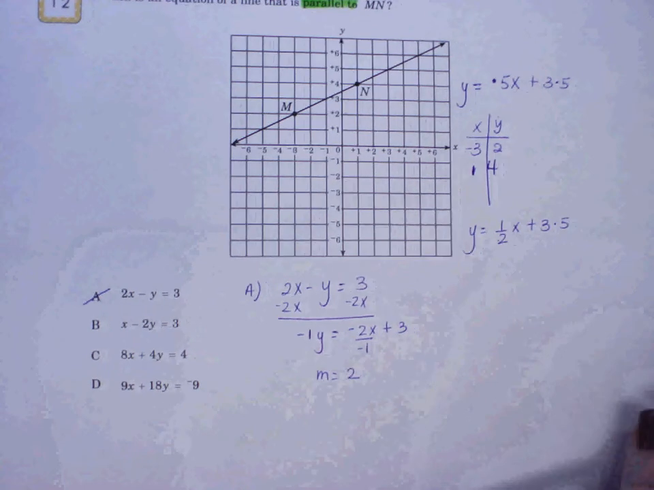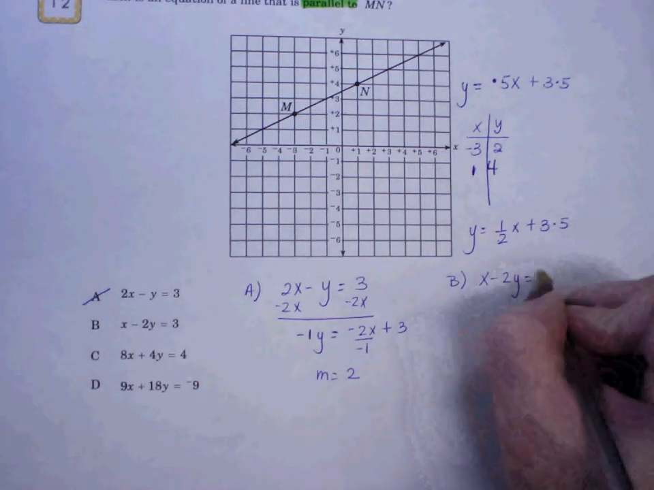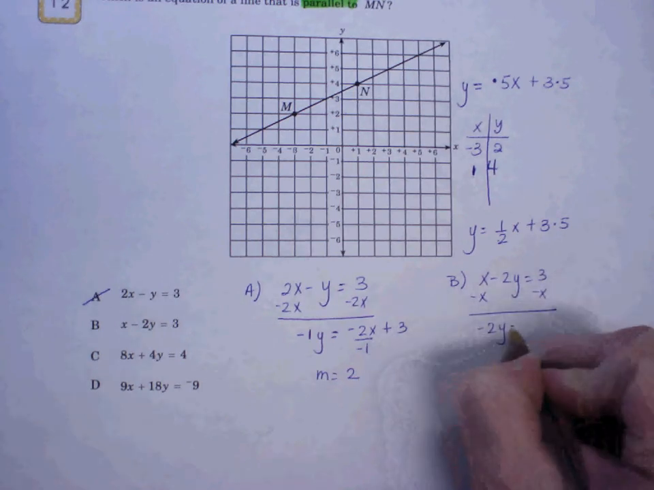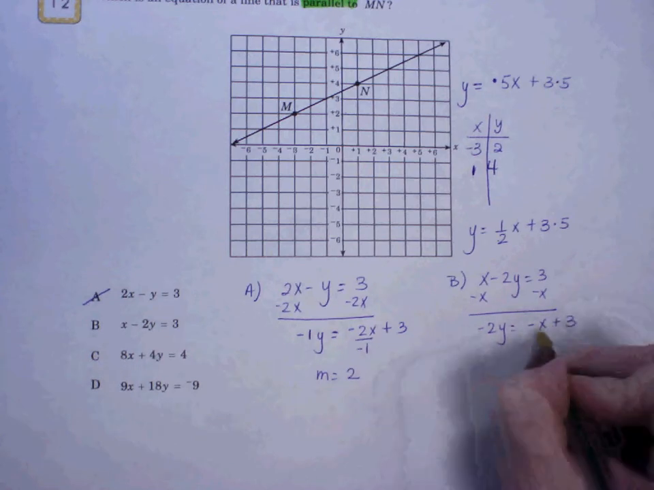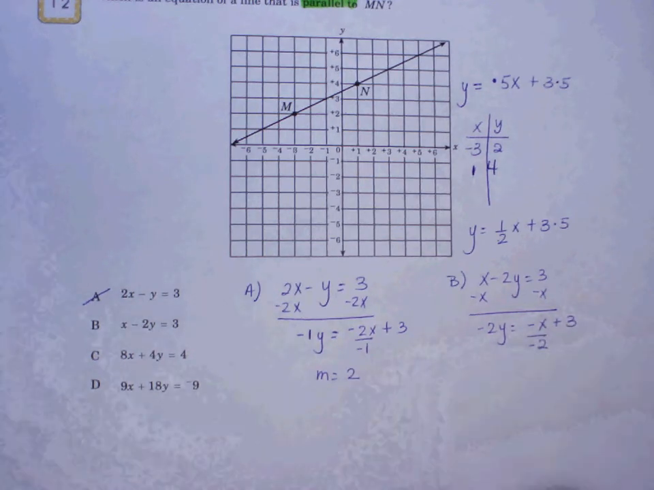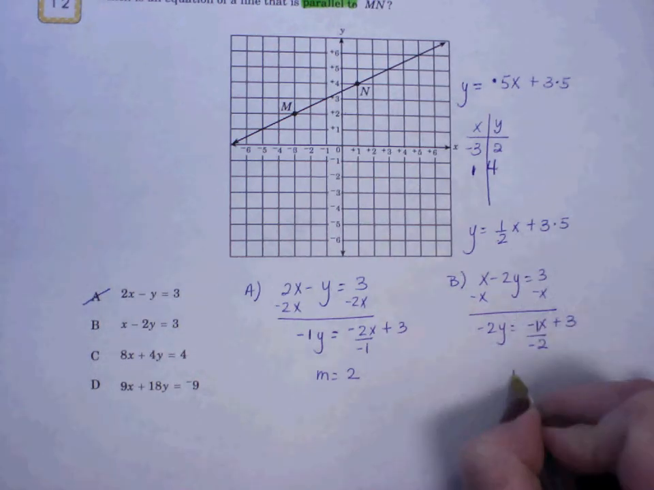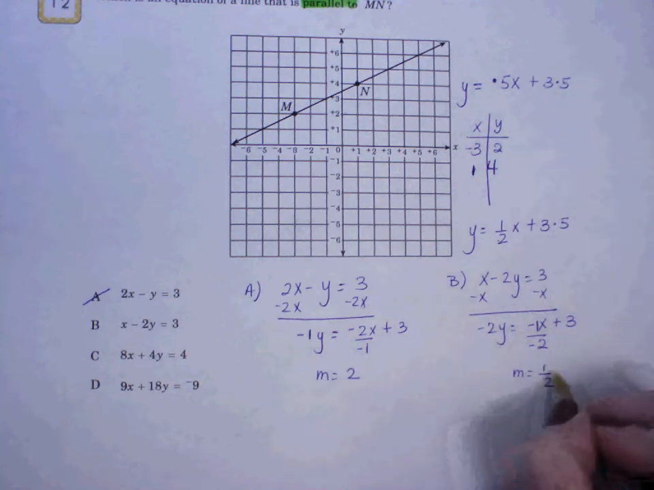All right, I'm going to do B. X minus 2y equals 3, so this is minus x. Negative 2y equals negative x plus 3. I'm going to divide by negative 2. There's an invisible 1 over here, so my slope is negative 1 divided by negative 2, which would be 1/2. So there's my answer.